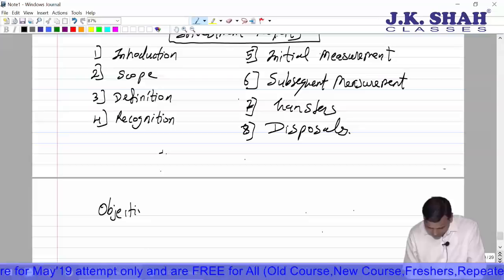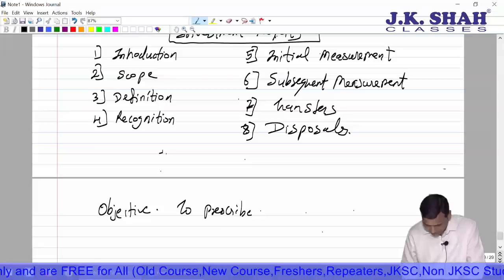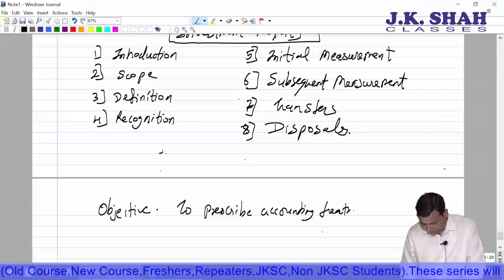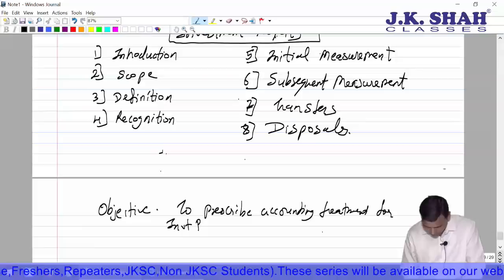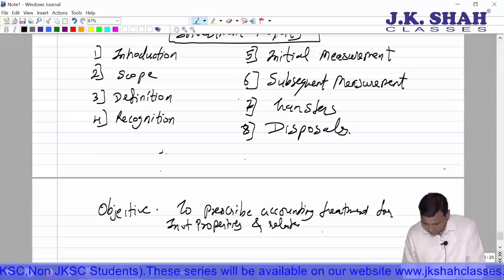The need, why this was? To prescribe accounting treatment for investment property and related disclosures.